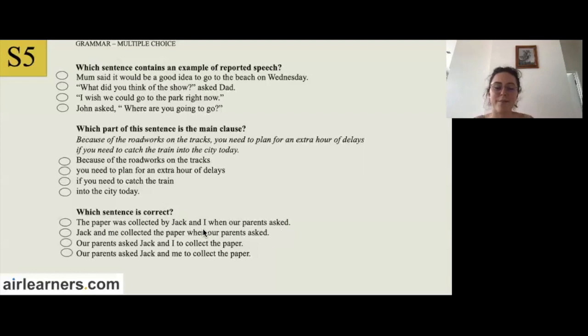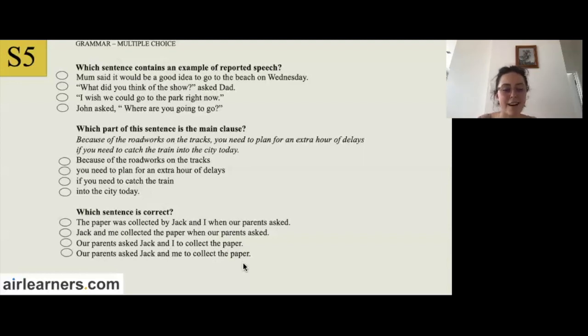Now, that's a bit hard to explain without examples, so I'll give you a few. If it was "The paper was collected by I when our parents asked," that doesn't make sense. It's not how we'd use it. "Me collected the paper when our parents asked." Still doesn't make sense. You wouldn't say "me collected the paper." "Our parents asked I to collect the paper." Again, doesn't make sense. You'd say "our parents asked me to collect the paper."